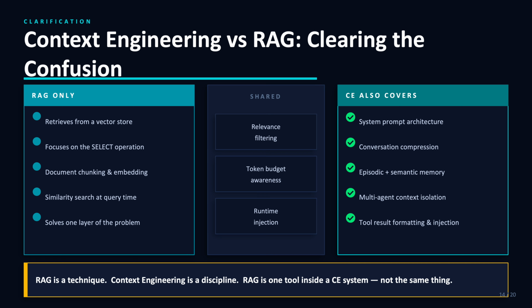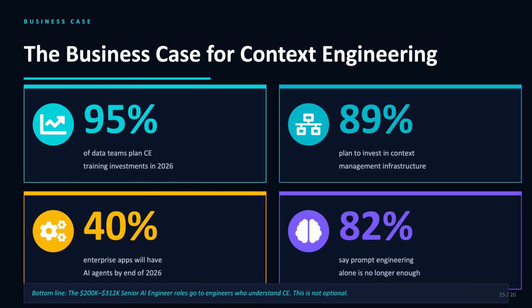Larger context windows don't solve it either. More capacity without better curation just means more room for noise. I've seen 1 million token context windows perform worse than 128K windows when the context was poorly engineered. The 4 stats here are the numbers you need when this conversation moves from the engineering team to leadership.